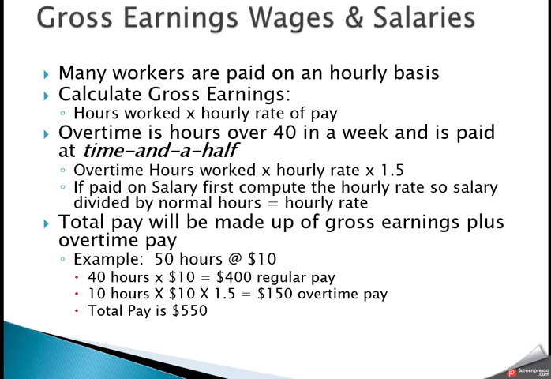So here we have an example. If we've got 50 hours at $10 an hour, those first 40 will be regular pay. So 40 times $10 gives us $400. Then the 10 hours over 40 are overtime. So 10 times $10 times 1.5 gives us our time and a half at $150. So then the total pay is those two added together, our regular pay plus our overtime pay.